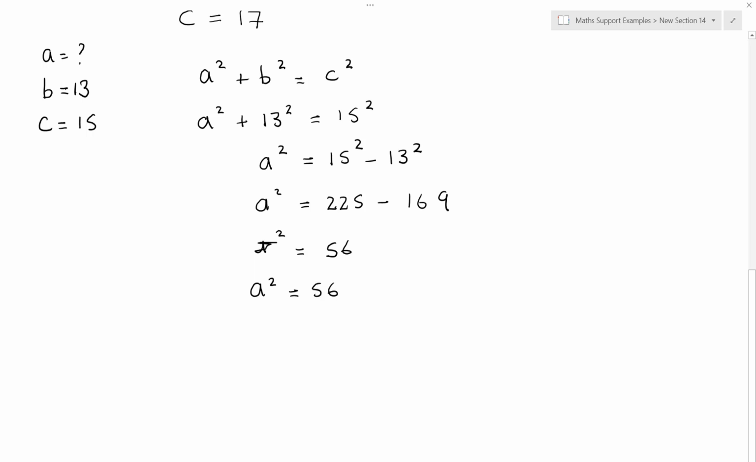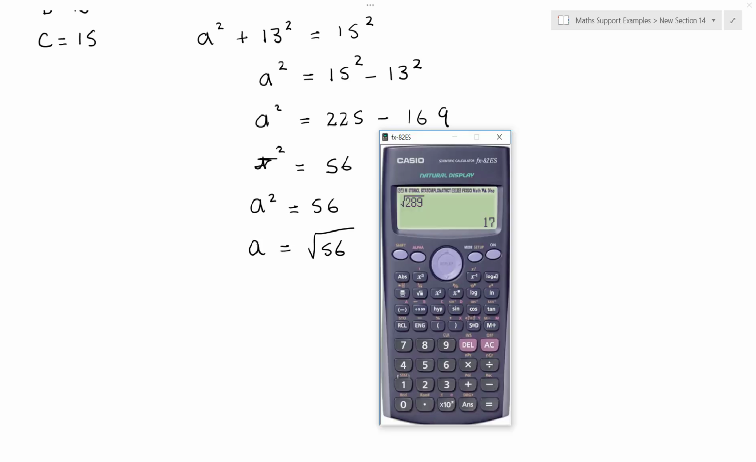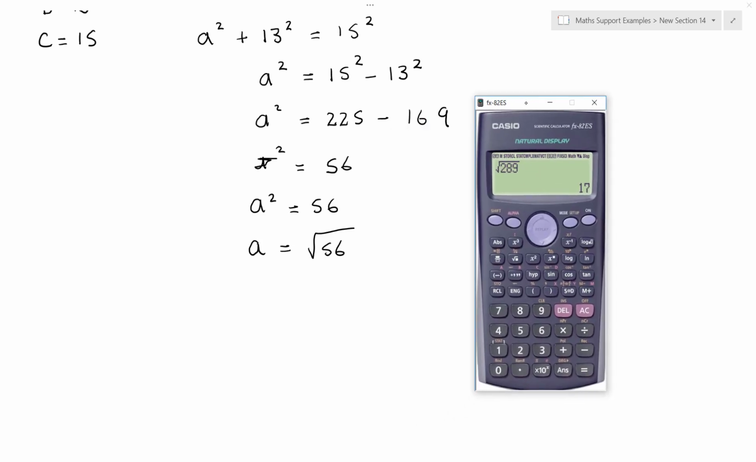is 56, and to find A, we need to square root both sides. So we'll say A is the square root of 56. This is one where you'll definitely have to use your calculator for. So, clear the screen, square root 56 and equals gives us 2 root 14.